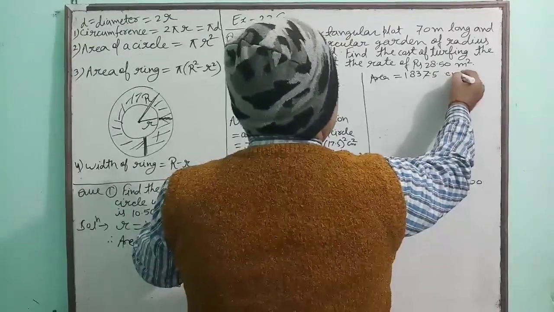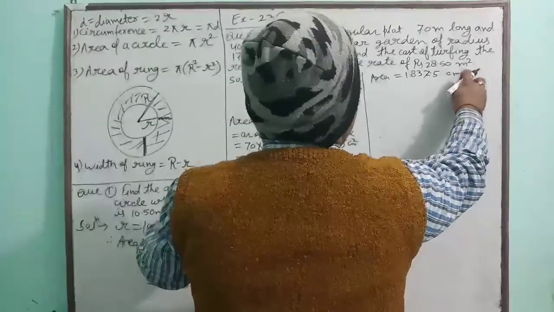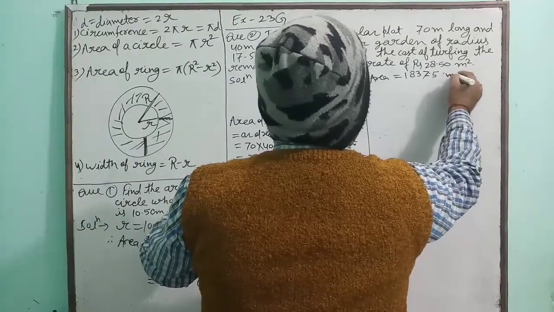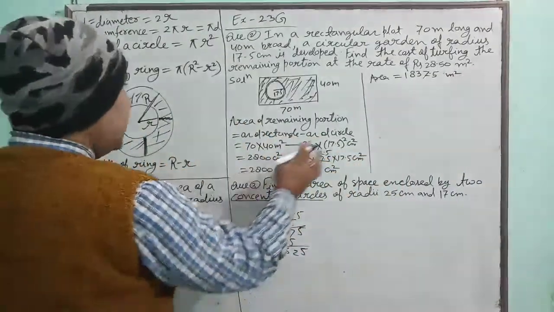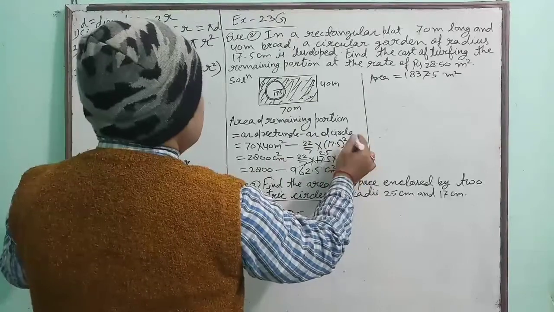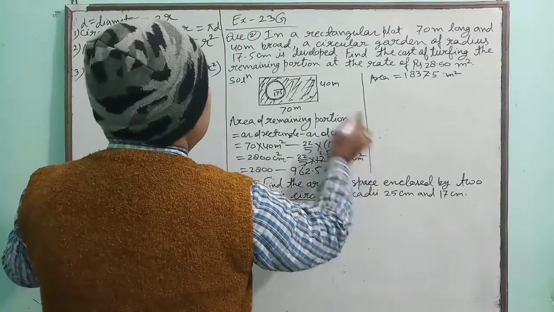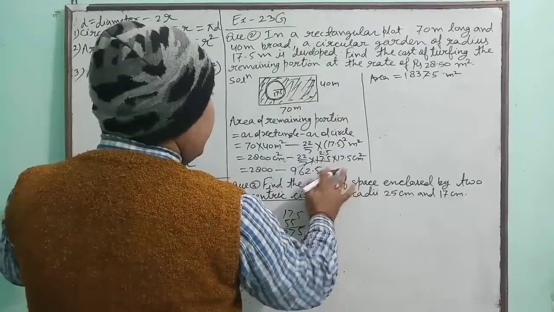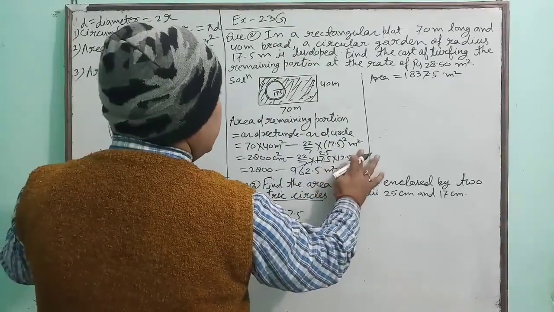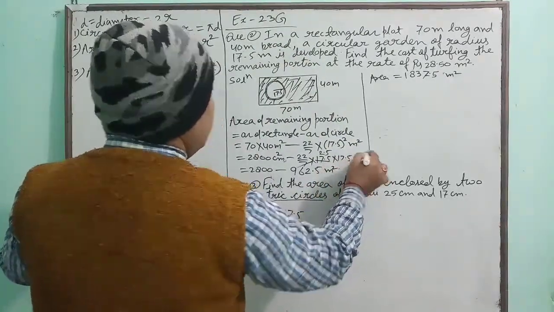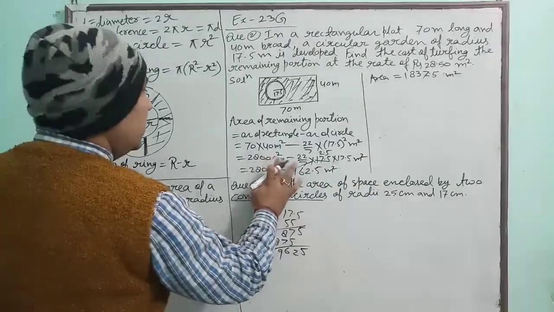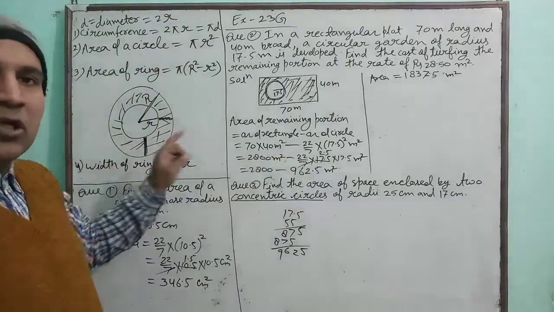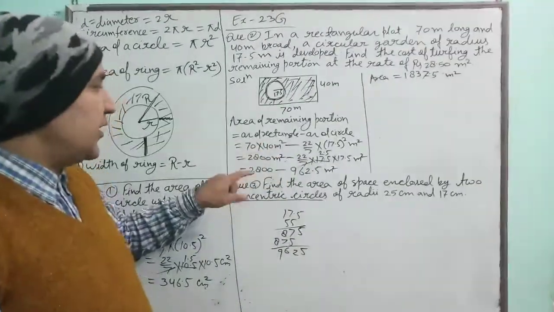1837.5 meter square. This is given in meter. Here everywhere the unit is meter, so we will write it. Okay children, everywhere change the unit to meter. Understood how to find the area of the remaining portion?